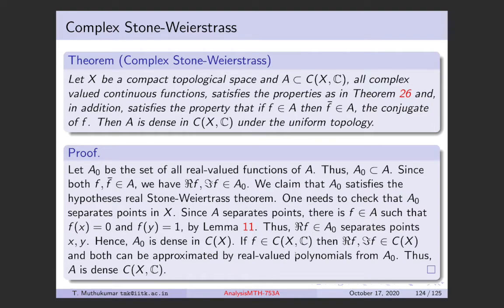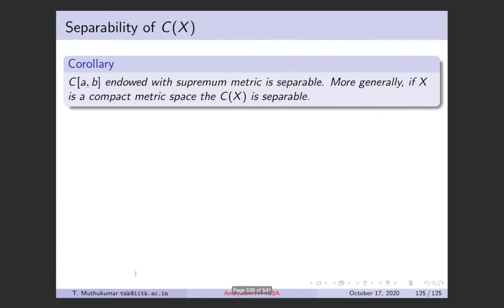Which means that A is dense in C(X), because A is precisely, wait a second. Yeah, so I have taken an f, I have found the real part and the imaginary part of f. Whatever approximation that I do here, if I sum them, that will belong to A, right? So that is how A is dense. Okay. Yeah, fine. Now let's do finally the separability of the space of continuous functions.